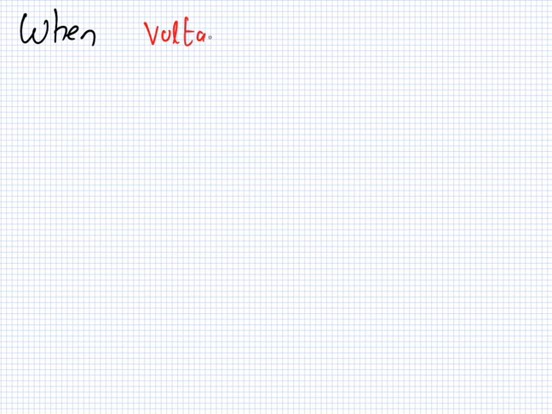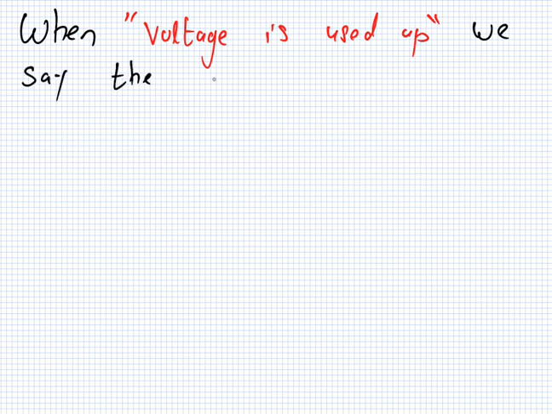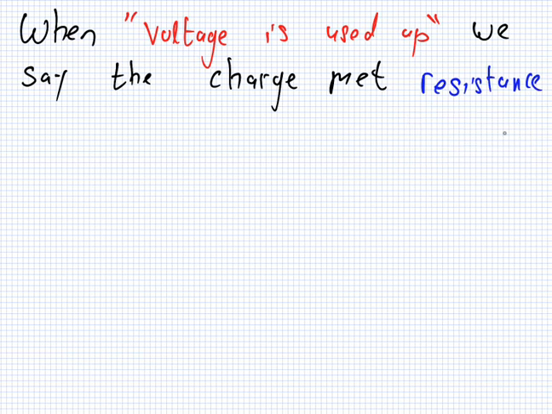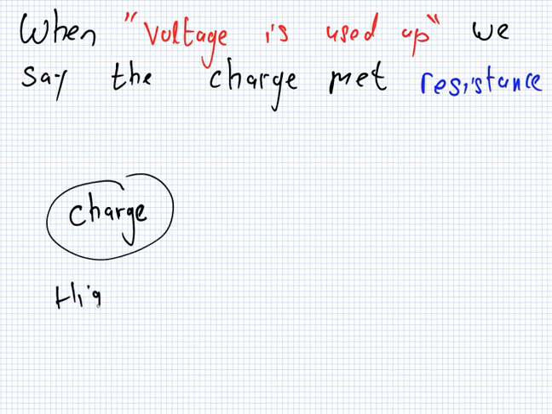Okay. When voltage is used up, we say the charge met, and here's a new word here, resistance. So we have our charge, and here is high voltage.